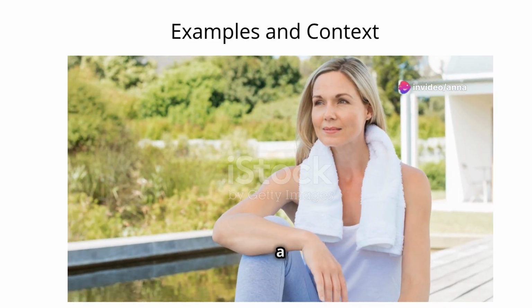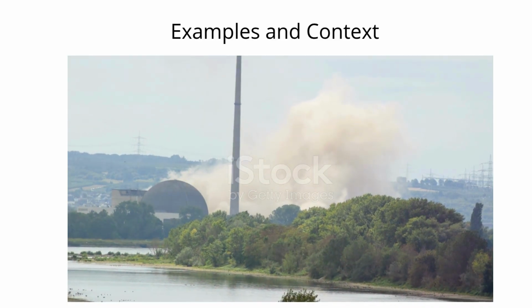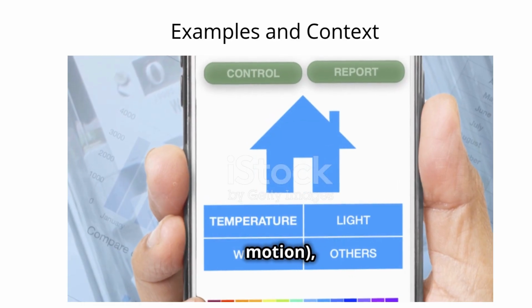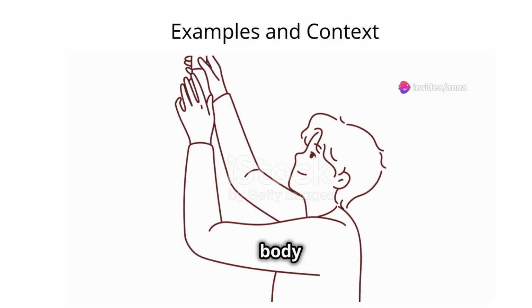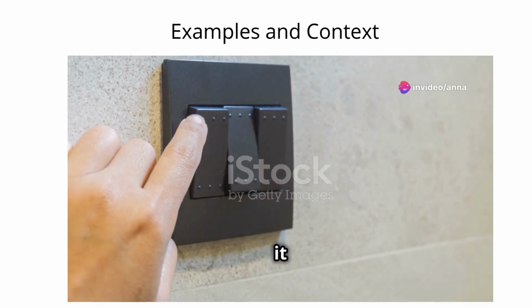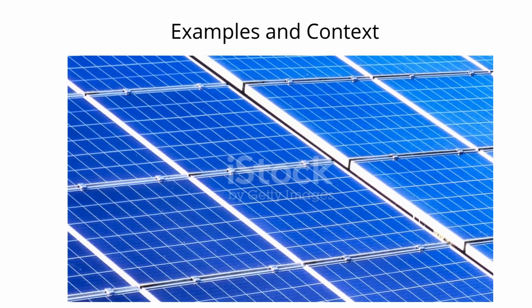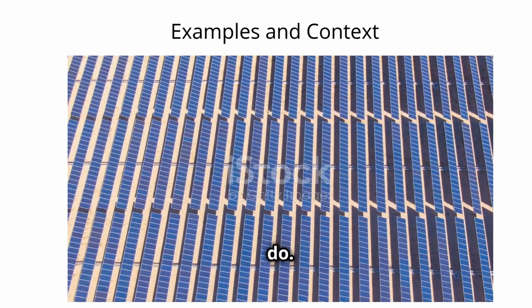That's because you used up a lot of energy. In physics, energy comes in many forms. Kinetic, that's the energy of motion. Potential, stored energy, and more. When you run, your body converts stored energy into kinetic energy. And when you stop, it changes back to potential energy. Energy is constantly being transferred and transformed in everything we do.